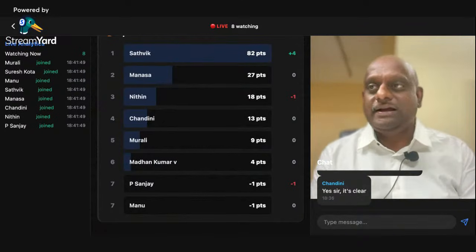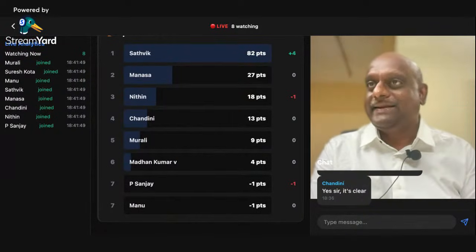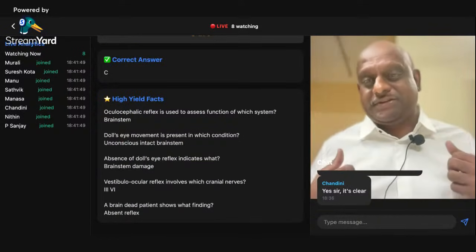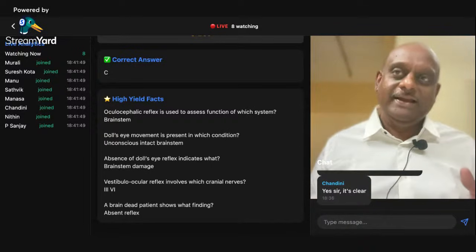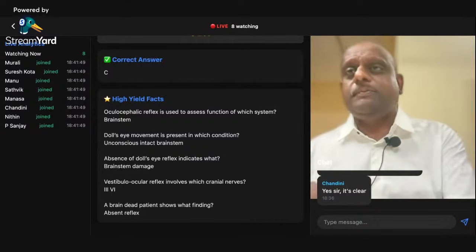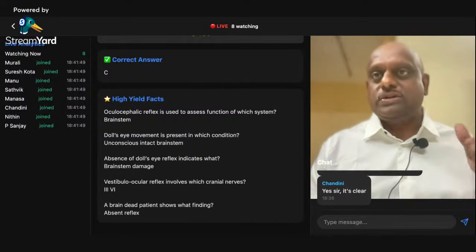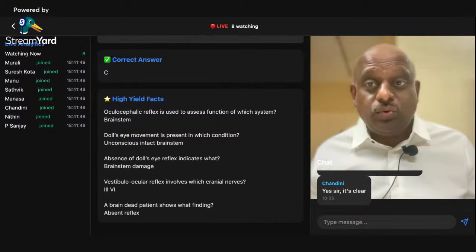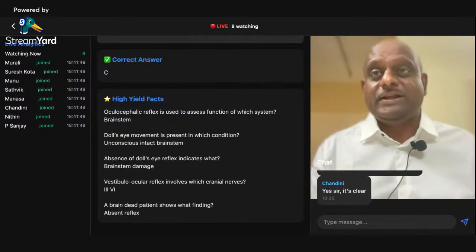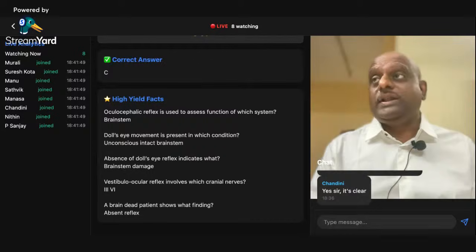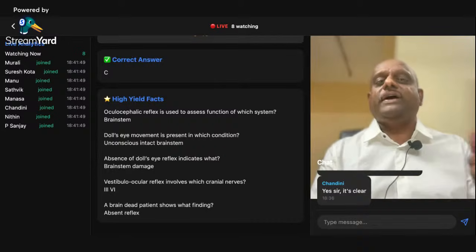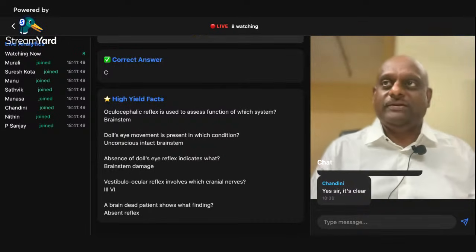Typically, in an unconscious patient, as a part of assessment, we use it. So, oculocephalic reflex is typically used to assess the brainstem. In an unconscious patient with an intact brainstem, doll's eye is present. And if there is no doll's eye reflex, that indicates brainstem damage. Right? So that's the reason absent reflex is an indication of brain death, is what we have to ultimately remember.